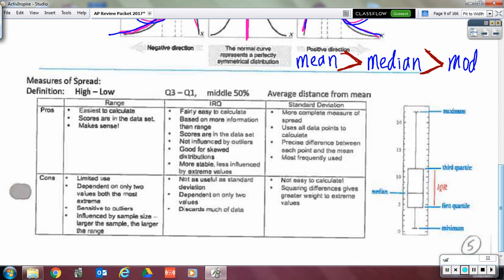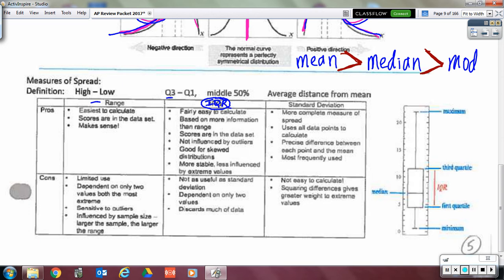Measures of spread. Range is the highest minus the lowest. We don't use that too much because it's very limited in its use. It can change a whole lot if you have outliers and such. So it's just really not too useful. We typically use, this is supposed to be IQR, not IRQ.